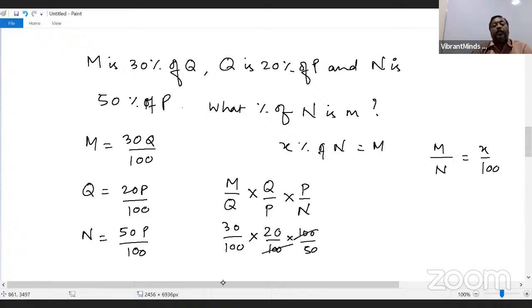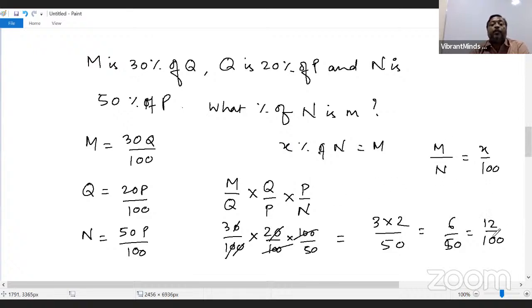So this 100 cancelled, this 0 cancelled with this 0. What we have is 3 into 2 by 50, and that is 6 by 50. Let's multiply both numerator and denominator by 2, and we will get 12 by 100. So M by N is 12%. So the answer is 12%.